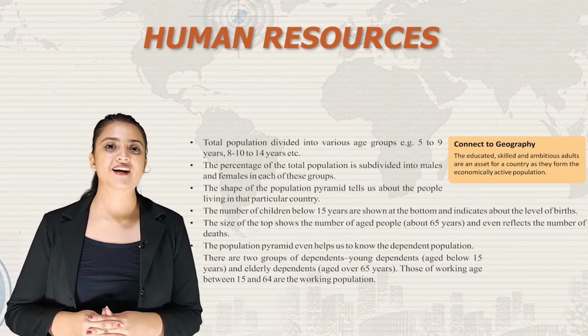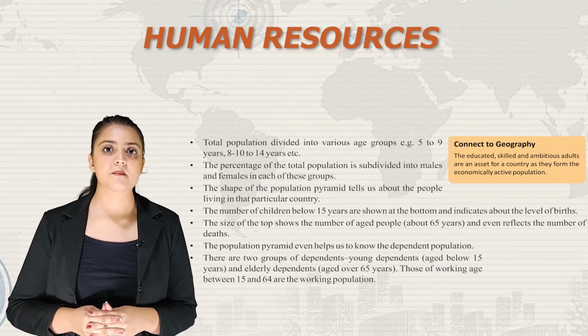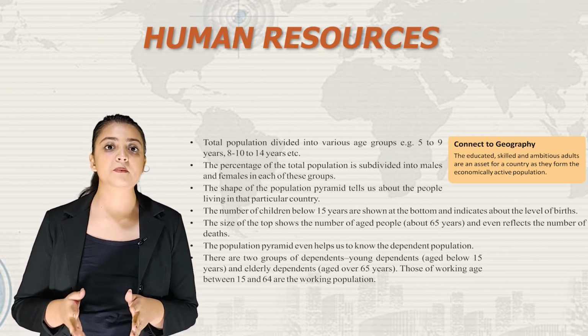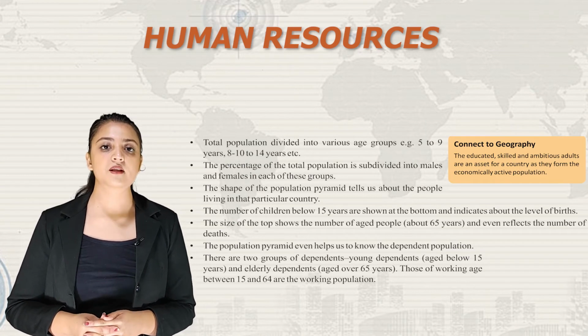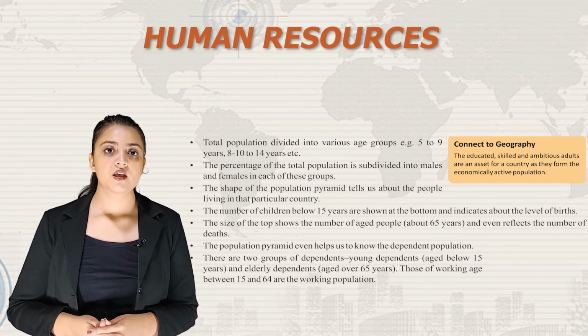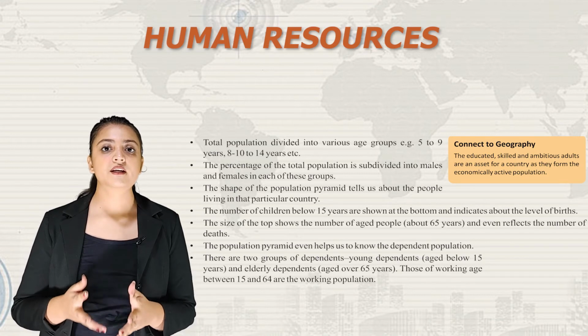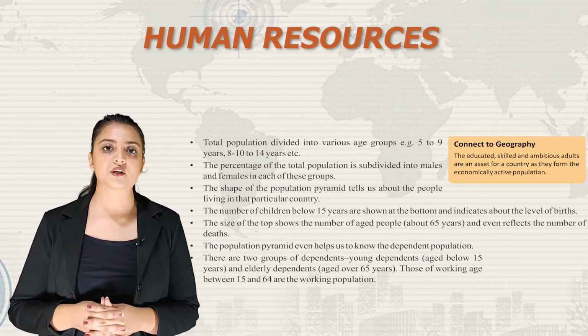Total population is divided into various age groups, for example 5 to 9 years, 10 to 14 years, etc. The percentage of the total population is subdivided into males and females in each of these groups. The shape of the population pyramid tells us about the people living in that particular country.